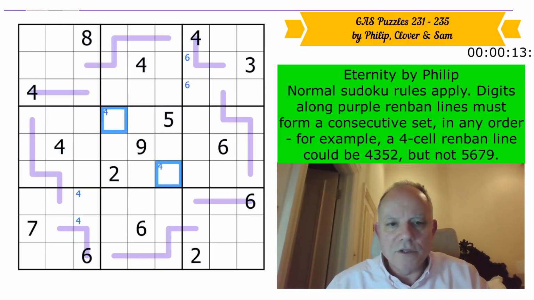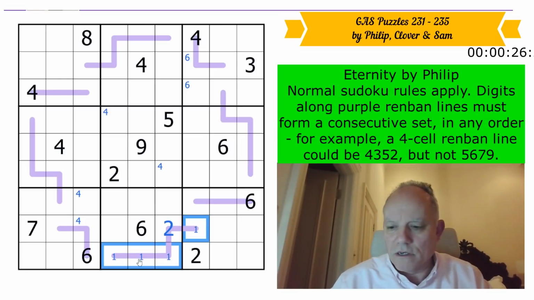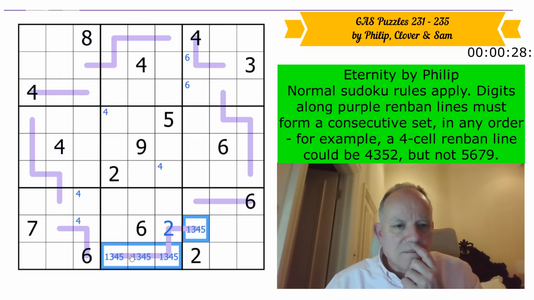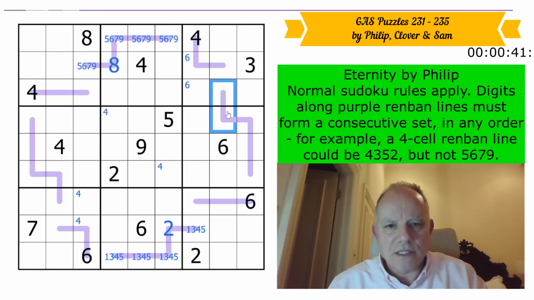I'm not finding useful things. I'm just pencil marking 4s here. Now, there's no 6 on this line, so it must be 1, 2, 3, 4, 5, and the 2 must go there. That's a useful deduction. So on this one, yes, there's no 4. It's symmetrical, of course. So there's got to be an 8 on it. It's 5, 6, 7, 8, 9. The 8 goes there. This one doesn't have a 6 on, so that's 1, 2, 3, 4, 5.